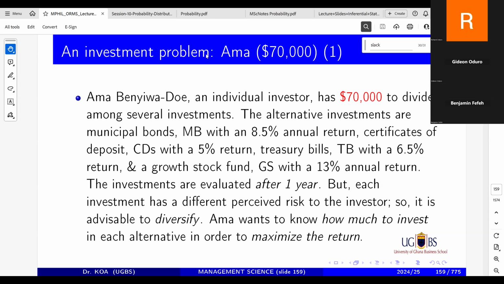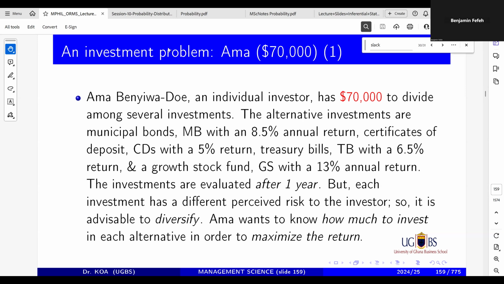Who's going to crack this for us? Benjamin. Okay. So let S1 be the amount of municipal bond AMA will invest. Say that again. X1 will be the amount of municipal bond. Check the English. So, you see, you have to know what you are looking for.